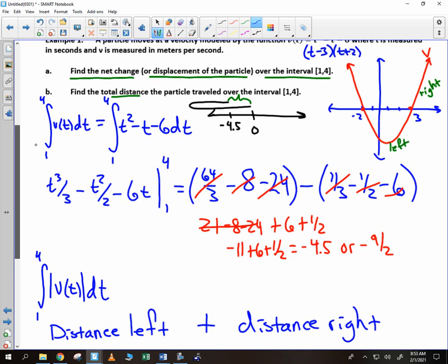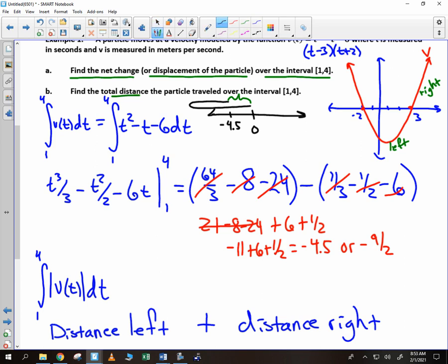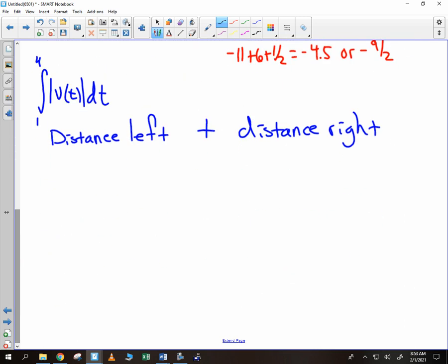So if you look here, you can see that from 0 to 3, we have distance to the left. And then from 3 to 4, 4 is where our interval ends, that's where we have distance to the right. So we're going to find our distance to the left, which is the integral from 1 to 3 of t squared minus t minus 6, I think I got that right, dt. That's our distance to the left, and we add that to the distance to the right. Integral from 3 to 4, t squared minus t minus 6 dt.